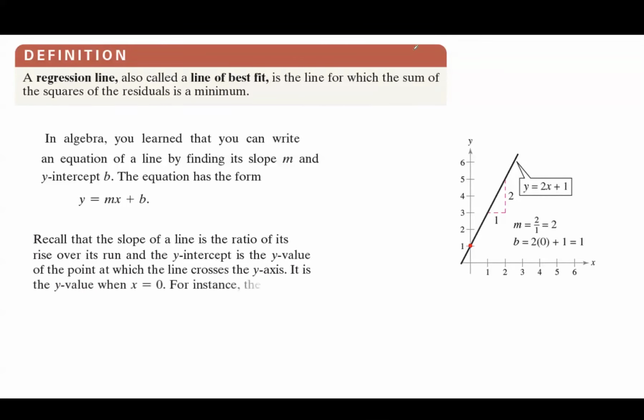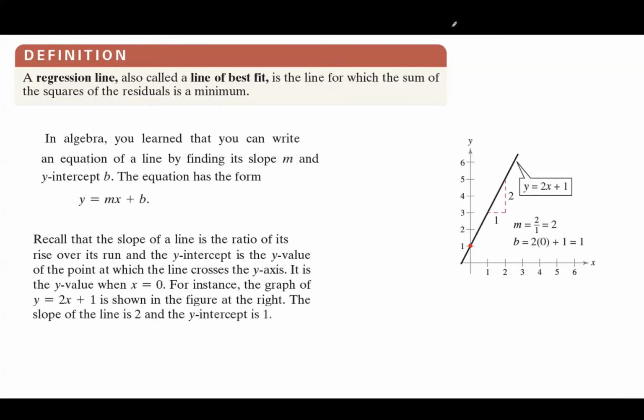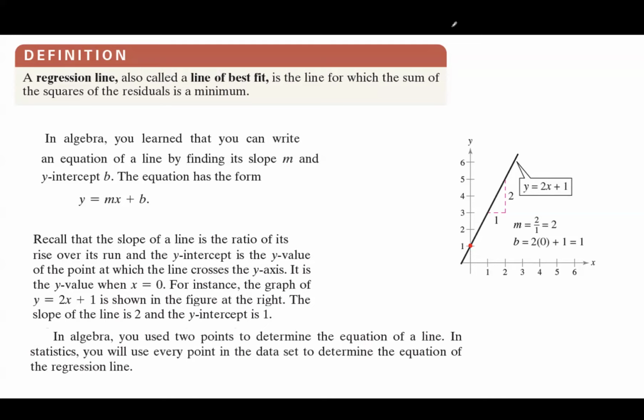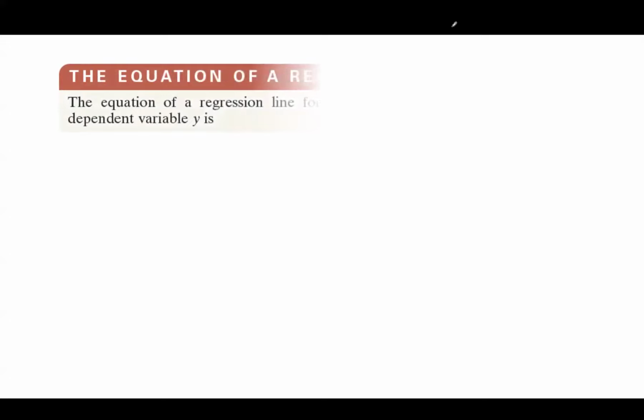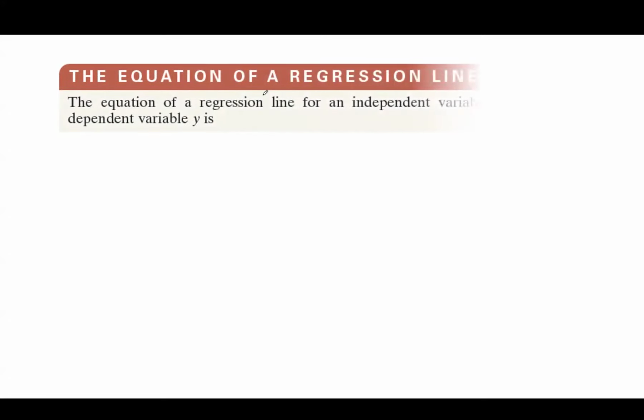But it's different when it comes to regression line. For the regression line or line of best fit, we have a whole different situation. You're going to use technology to basically construct the regression line. So for the equation of regression line, what is the math behind it? What is the formula that we're going to use?